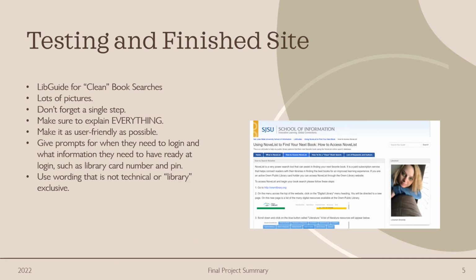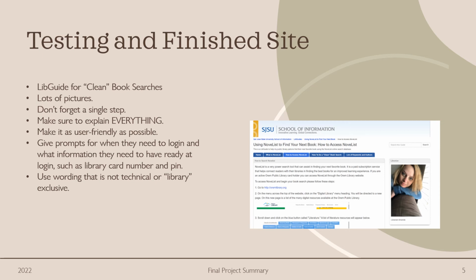Testing and finished website. So this is the fun part where everything just kind of came together for the final part of the project. I was able to successfully complete my LibGuide for clean book searches using Novelist. This LibGuide included lots of pictures. As previously mentioned, my target audience is not necessarily tech savvy or library jargon savvy, so a lot of pictures with step-by-step how to do this and how to find that was really needed. So I made sure to include lots of pictures in my LibGuide.